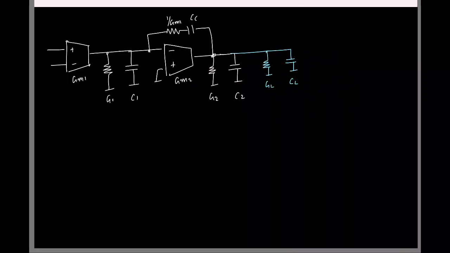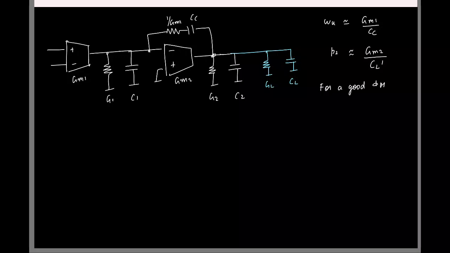So here, what is my omega u? Gm1 by Cc. What is the second pole location approximately? Gm2 by CL, Gm2 by CL prime. Okay. And for a good phase margin, what do you have to do? Omega u must be much smaller than P2. That much is fine. And depending on how small it is, the phase margin will also be equally higher. Okay. So now let's try to understand this condition from a different perspective.